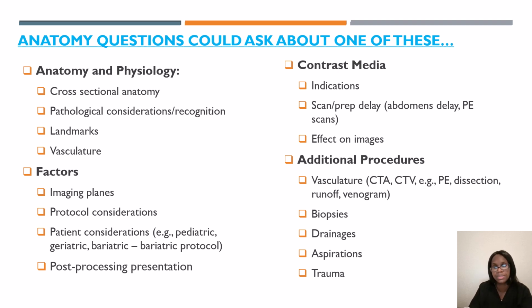For your scan prep delay, for your abdomens, did you see anything on the liver? Did you see anything on the kidney? Did you do a 5-minute delay? When should you do a 10-minute delay? Also for your PE scans, do you know where to smart prep?